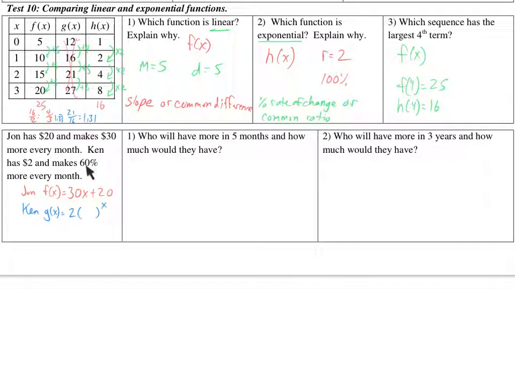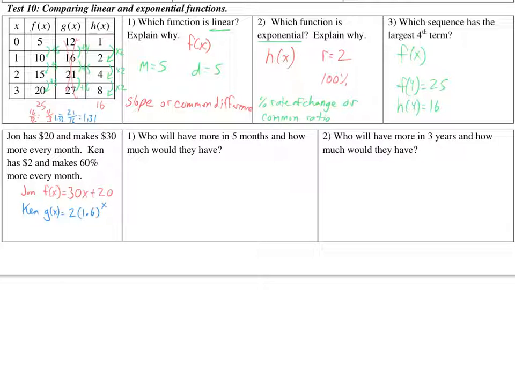Not 60%. Is he growing or shrinking by 60%? If he makes, he's going bigger. So 60% is how many cents? 60 cents. So I have 1 plus 0.6 or minus. Isn't it plus? Won't that be Ken's equation?